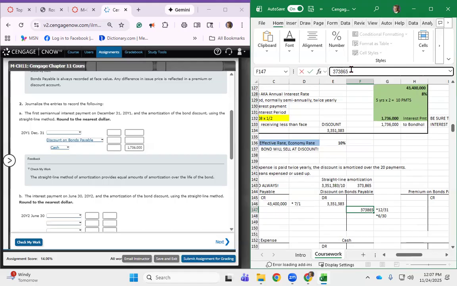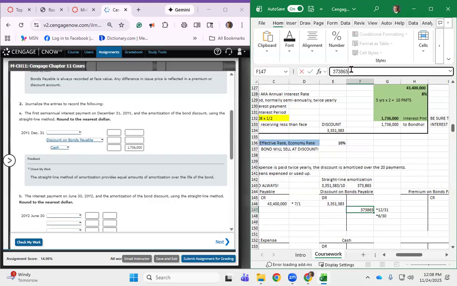The word amortize basically means to expense that discount over those payments of interest. Since we're paying interest twice a year, it's the maturity date of the bond, 5 years, times 2, is 10. So this is called straight line amortization. If you remember a little bit about straight line depreciation, we simply took the amount of the asset and divided by its useful life. That's why this is called straight line amortization.